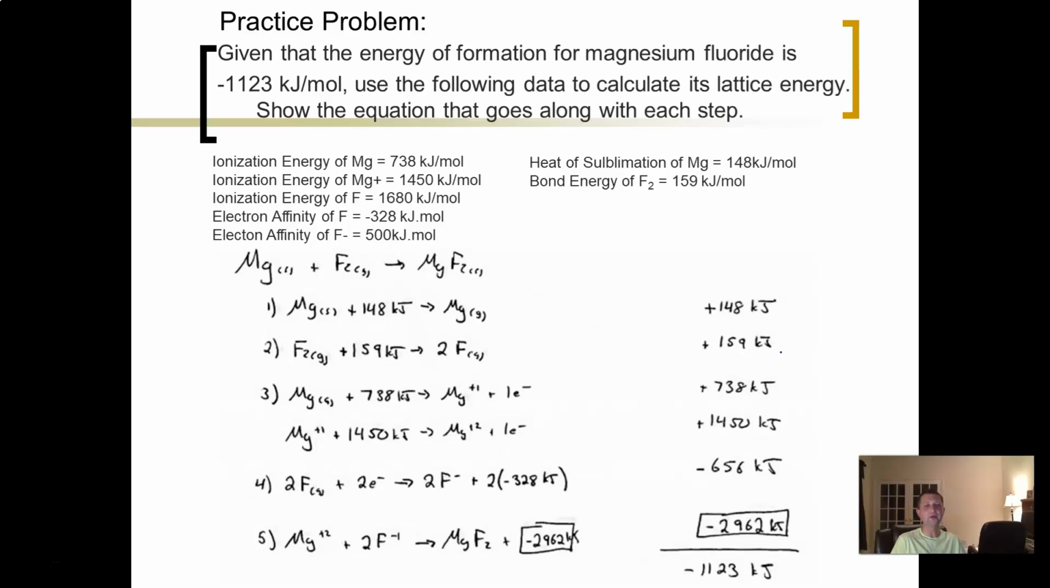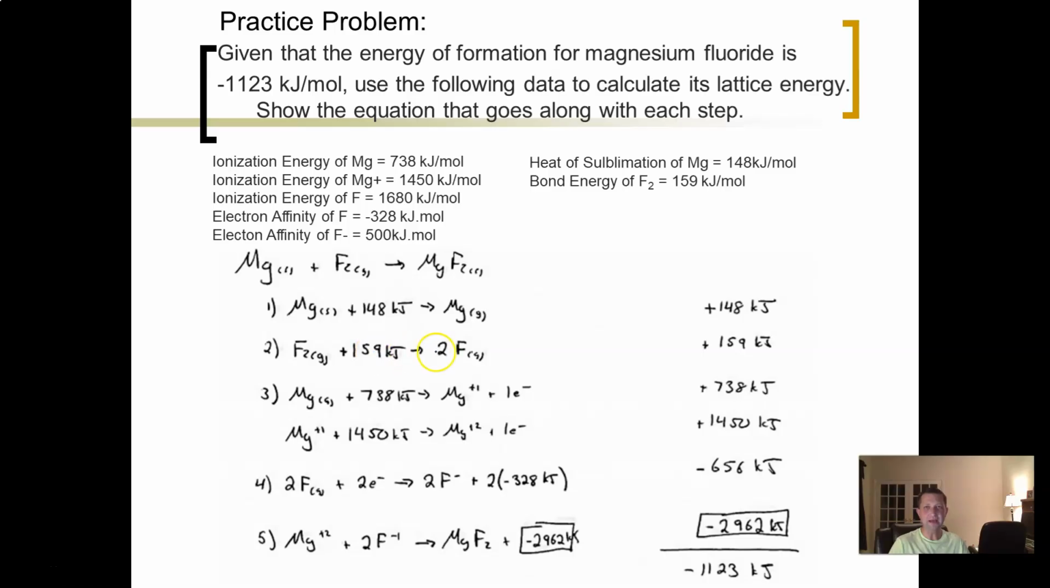Okay, here we go. So you always start with your formation equation. Mg plus F2 yields MgF2. Step 1, turn everything into a gas. Magnesium is the only thing you need to do that for. Fluorine is already in the gas state. Step 2, break your bonds. You only have to do it if it's diatomic. Here we go.